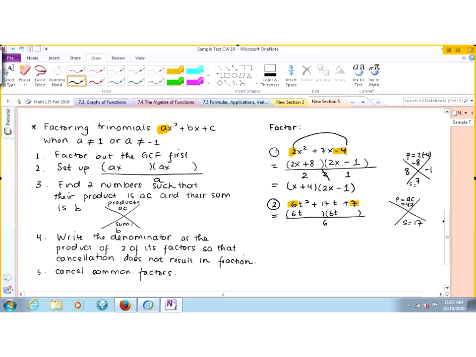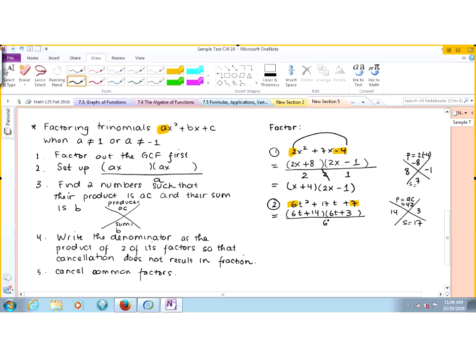17. Okay, 42, 14 and 3 maybe? 42 divided by 3 is 14. Does 14 and 3 work? Okay. So let's see, if I multiply 14 times 3, is that 42? And if I add, this is 17. So yes, this is plus 14 plus 3. Okay. Are we okay so far?